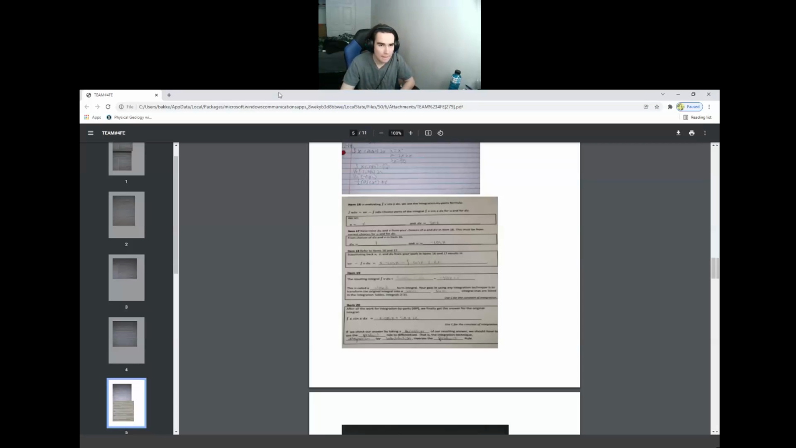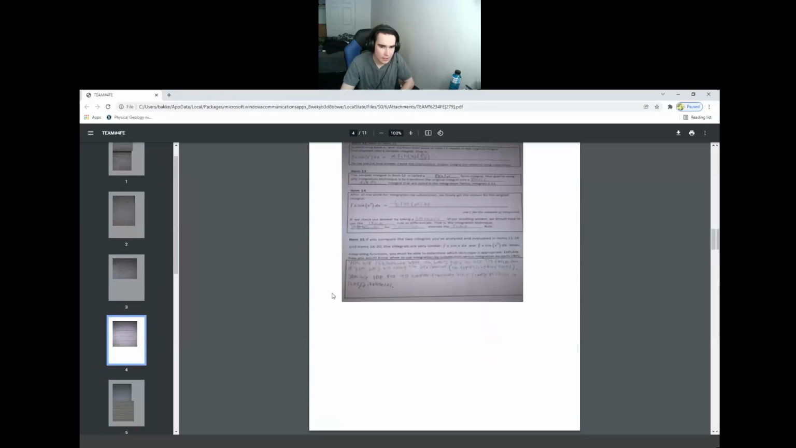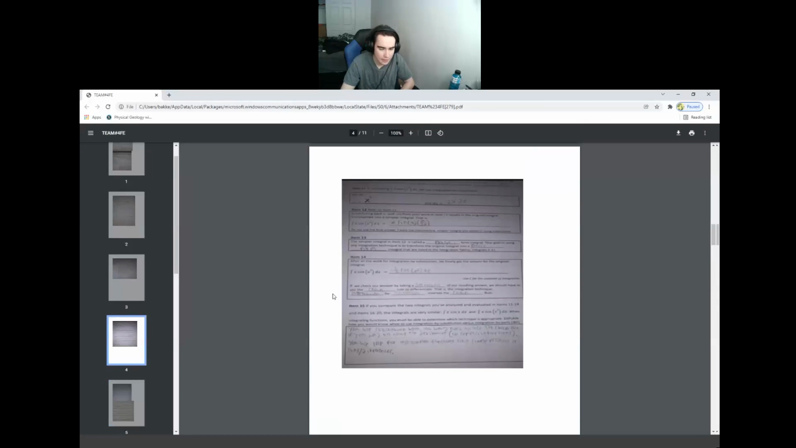Very helpful. The next one here is 15. I don't know why that wasn't in order, but 15, where is that? Ah, here we go. That is back on the terrible picture. So 15 states, if you compare the two integrals you have analyzed and evaluated in items 11 through 14 and items 16 through 20. All right, now I see why it's in this order.